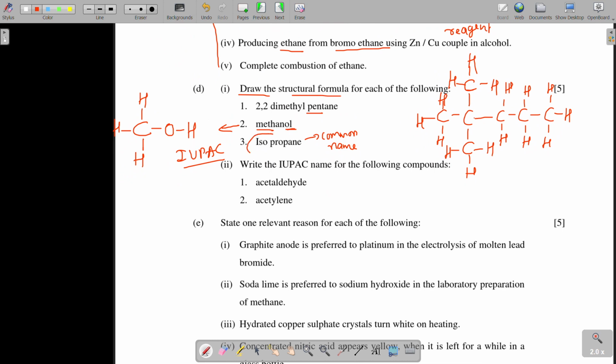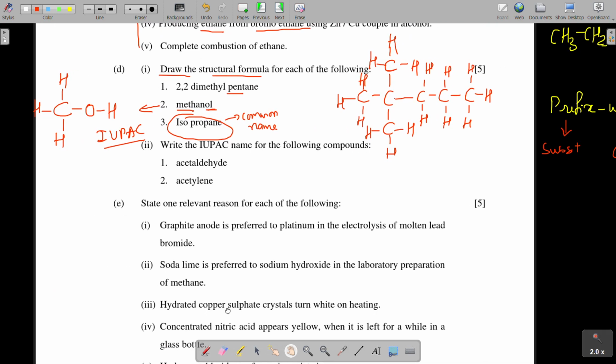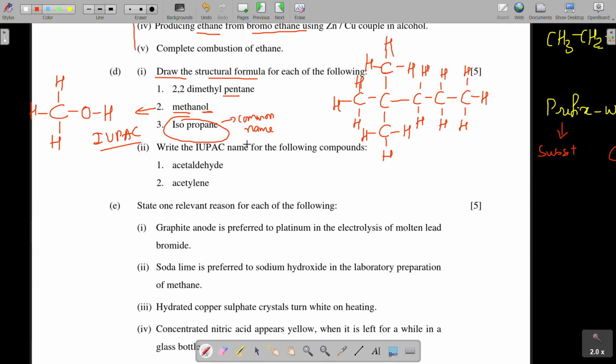This is actually a wrong question. Isopropane does not exist, because for iso, one more carbon should be there. It can be isobutane, not isopropane. So this question is wrong, so don't worry about it. Isopropane does not exist. Isobutane exists. Isopentane, isohexane, those things exist, not isopropane.